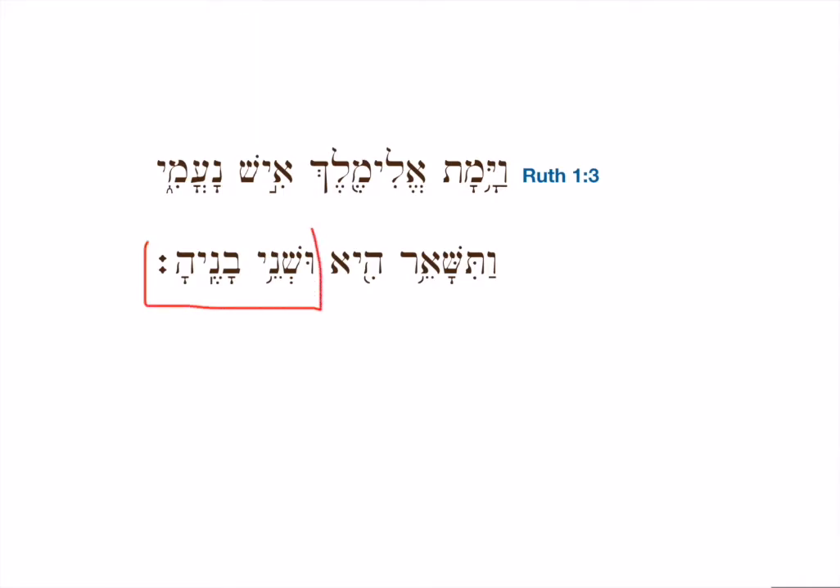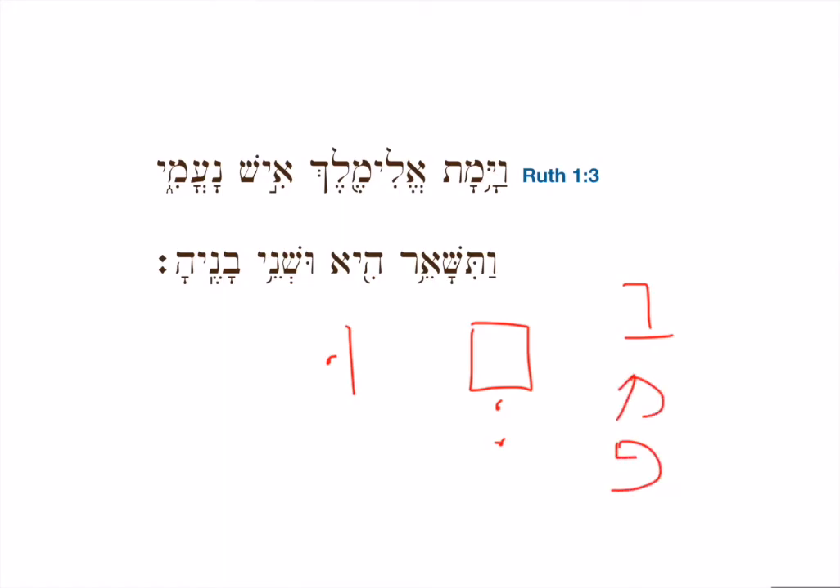So let's look at our last little construct package here. We have a conjunctive vav, and the conjunctive vav is pointed like a shureq because the first letter has a vocal shewa. You'll get a conjunctive vav pointed like a shureq before a letter that has a vocal shewa, and also before any labial letter. So if a word begins with a labial letter, bet, mem, or pe, you're going to get a shureq for the conjunctive vav. Those are my nice little rules for the conjunctive vav.